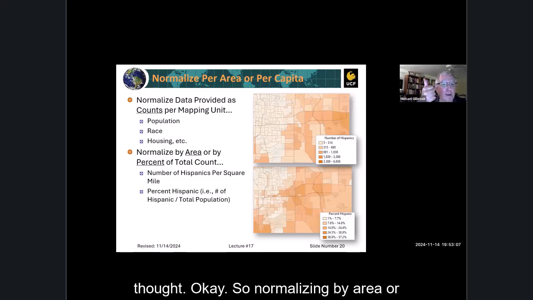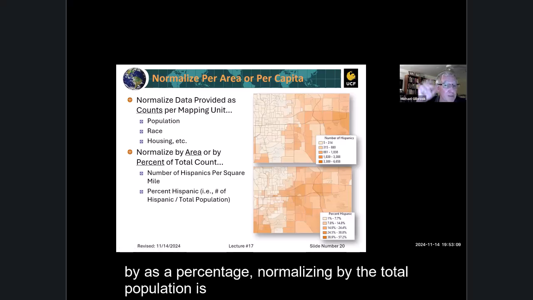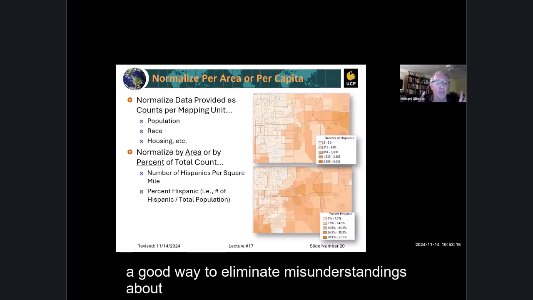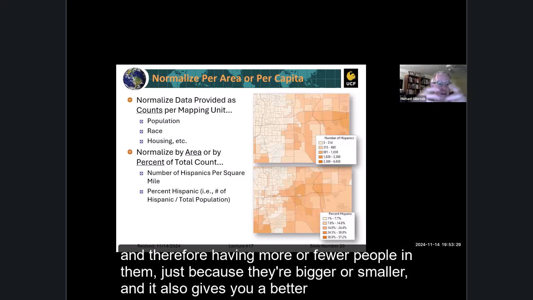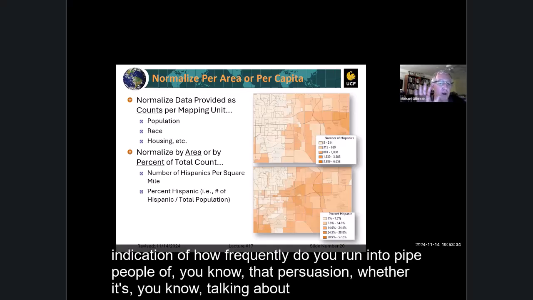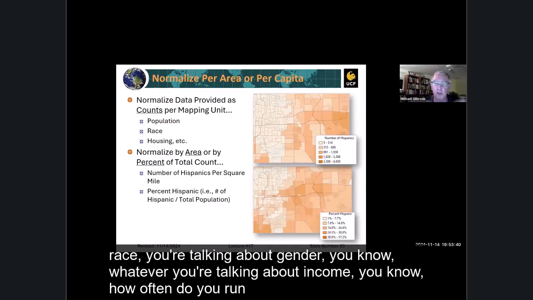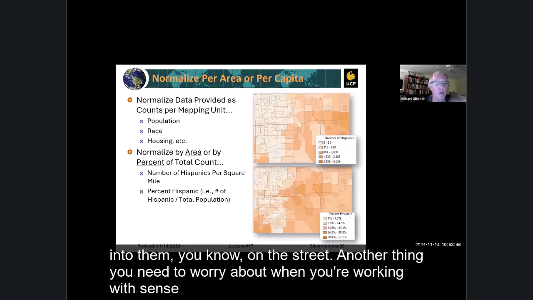So normalizing by area, or as a percentage, normalizing by the total population, is a good way to eliminate misunderstandings about the way people are distributed, because it eliminates the business of the units being different sized and therefore having more or fewer people in them just because they're bigger or smaller. It also gives you a better indication of how frequently you run into people of that persuasion, whether you're talking about race, gender, or income: how often do you run into them on the street?